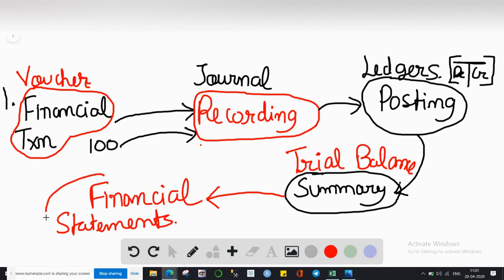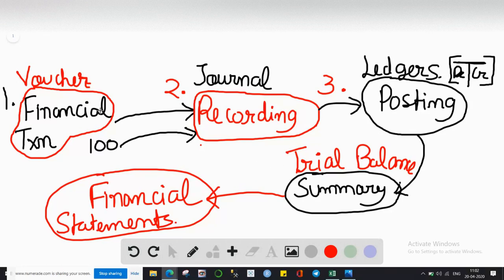So that is what I have written. The first one is financial transaction execution, third is posting and the process through which posting will be done, or we can say the activity is making ledgers through which the posting activity can be done. Followed by that, we have to summarize the ledgers. So we will use trial balance to do that. After that, we will prepare financial statements from the trial balance.